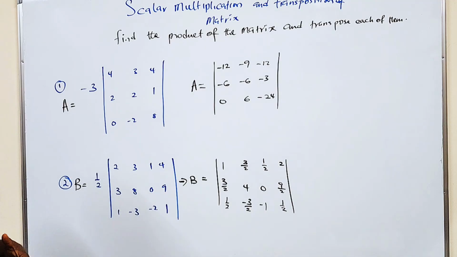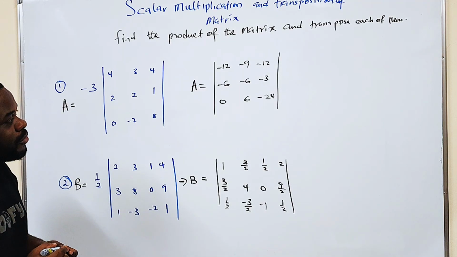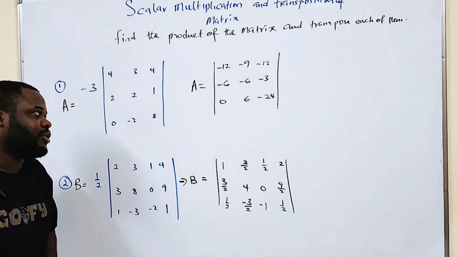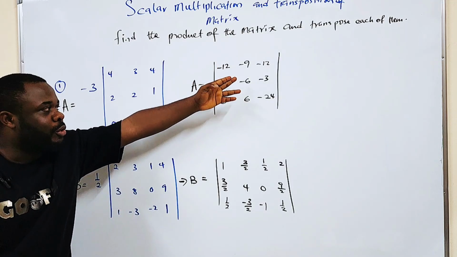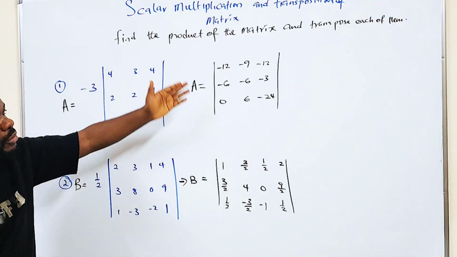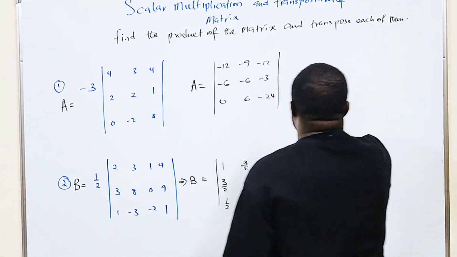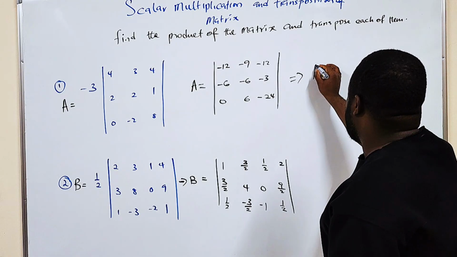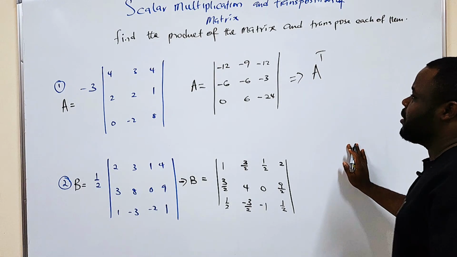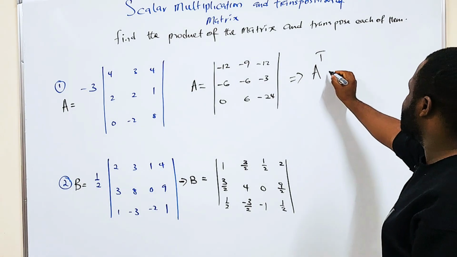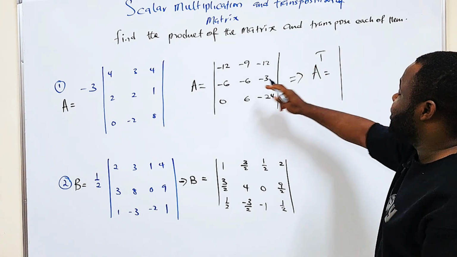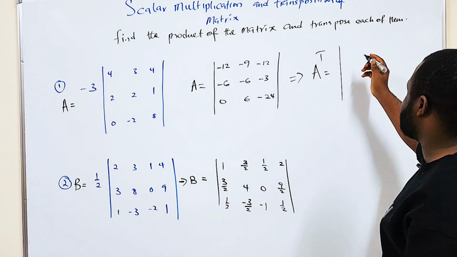The next thing we need to do is to transpose. And what do we mean to transpose? To transpose any matrix is just to change your rows into columns. So let's do it. If you want to write the transpose of A, that's the symbol for it. This is my first row, so I will now turn it into a column.